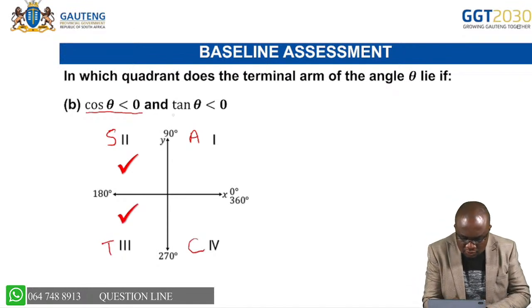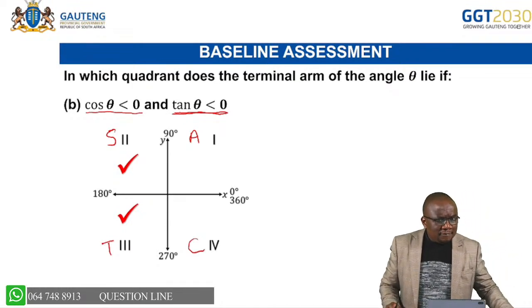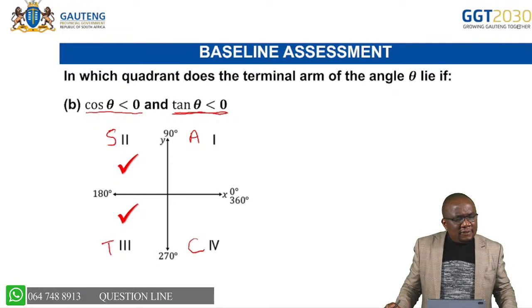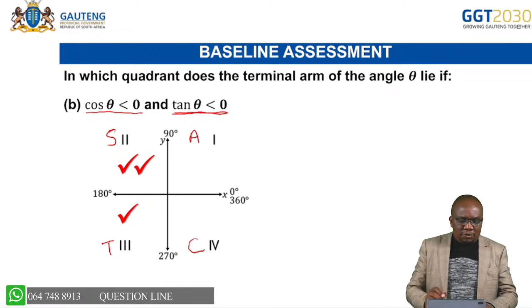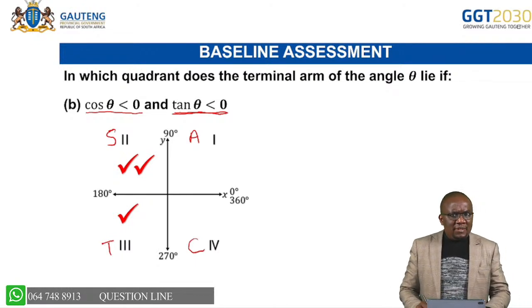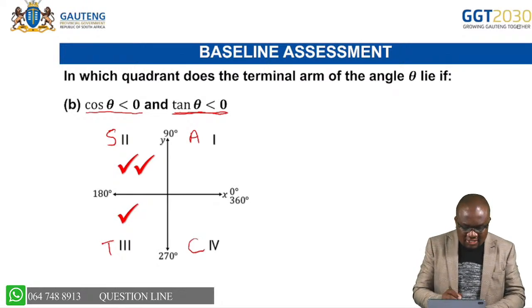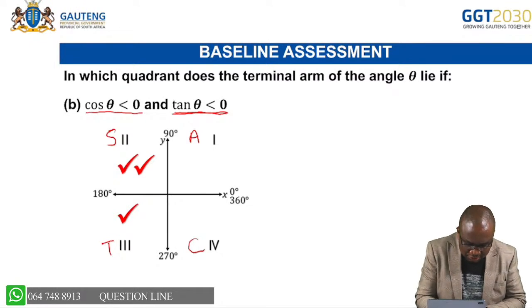Right, we go to this one, tan theta. Where is tan theta negative? Okay, in quadrant 1, tan theta is positive. In quadrant 3, tan theta is positive. So where is it negative? In quadrant 2 and quadrant 4. So I have my tick there and my tick there. Where do I have 2 ticks? In quadrant 2. So where are we going to draw a terminal ray? In quadrant 2. We're going to draw our terminal ray in quadrant 2.